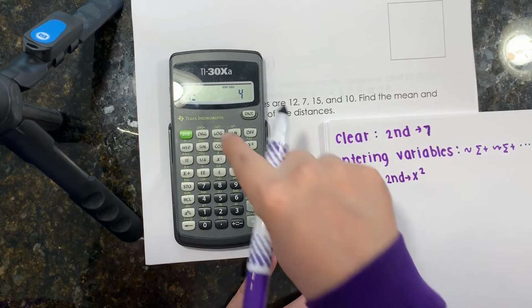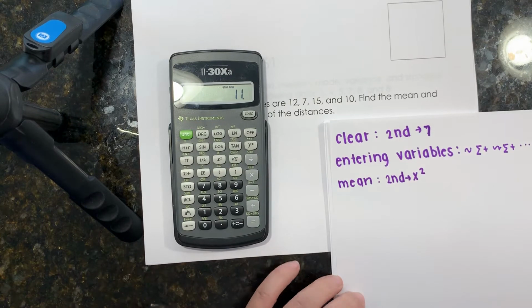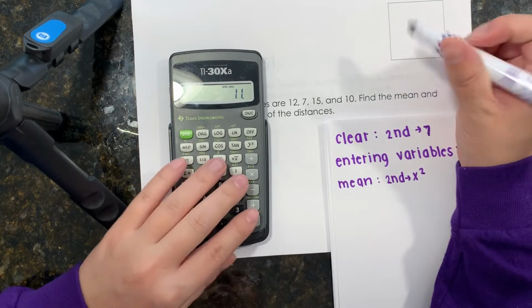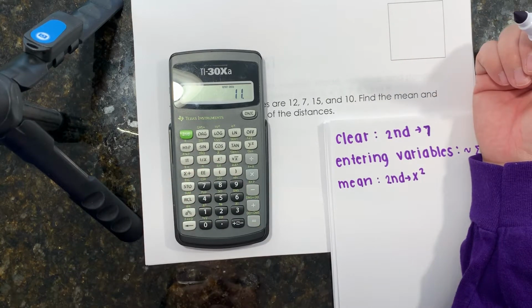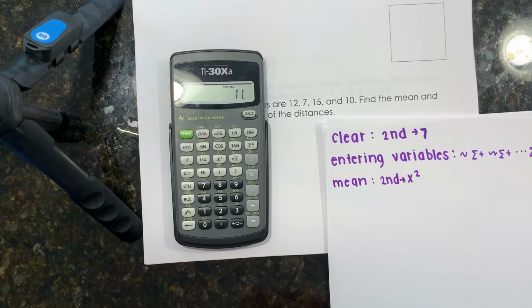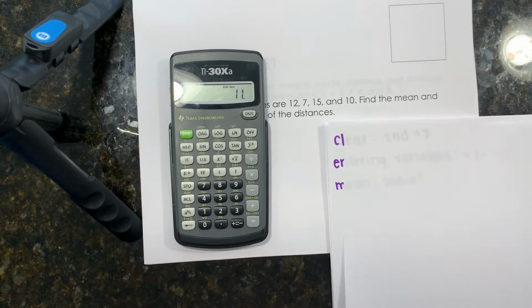Second x squared, that actually tells me what the mean is going to be. So for this problem, the mean of those 4 numbers is going to be equal to 11. Now I could have solved for this by hand if I would have taken all my numbers added them together and divided by how many I had.